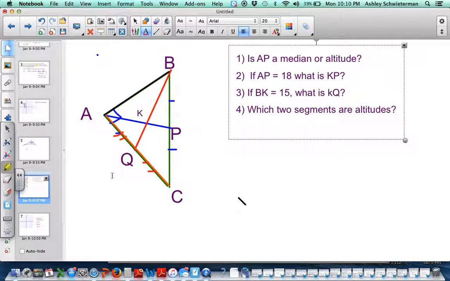The last two have to do with medians and altitudes. The point of concurrency when two medians intersect is called a centroid. Did I say that right?